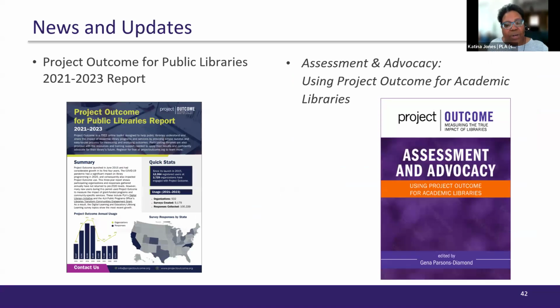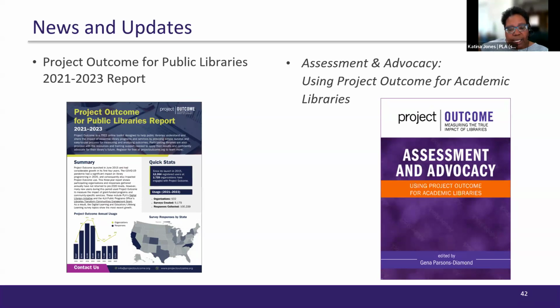Both PLA and ACRL have recently issued usage reports for Project Outcome. There's an image for the public library report on the screen, but Mahogany is dropping the links to both of those reports in the chat. And in celebration of the 5th anniversary of Project Outcome for academic libraries, Assessment and Advocacy Using Project Outcome for Academic Libraries shares case studies demonstrating how a variety of libraries have used Project Outcome to make improvements in their practice, and highlights the value the toolkit has brought to institutions and the academic library profession.